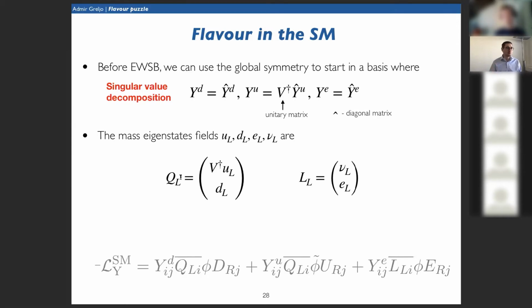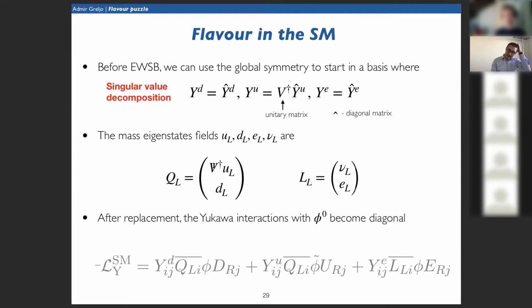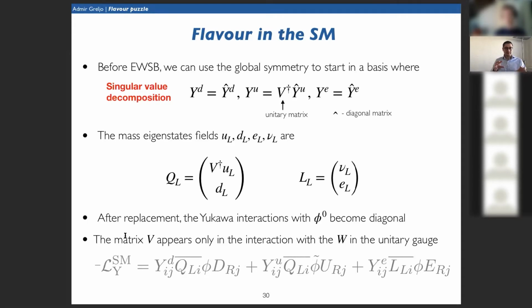Now you can check this. You can plug QL into the Lagrangian below, for instance into the second term. Let's take YU to have this special form, V dagger Y hat. Then you will have a V times V dagger, and this is 1 because V is a unitary matrix. In fact, V is the CKM mixing matrix. After replacement, the Yukawa interactions with the neutral component of the Higgs field become diagonal.